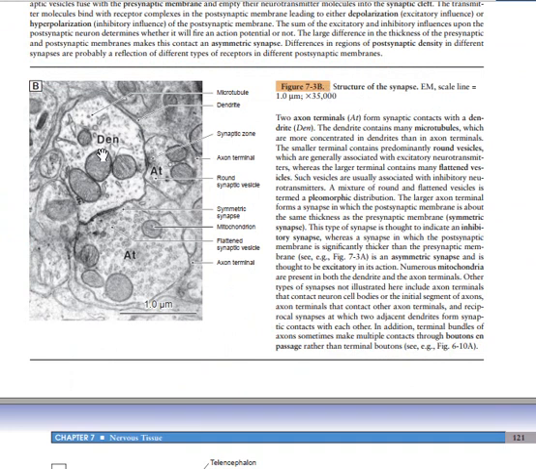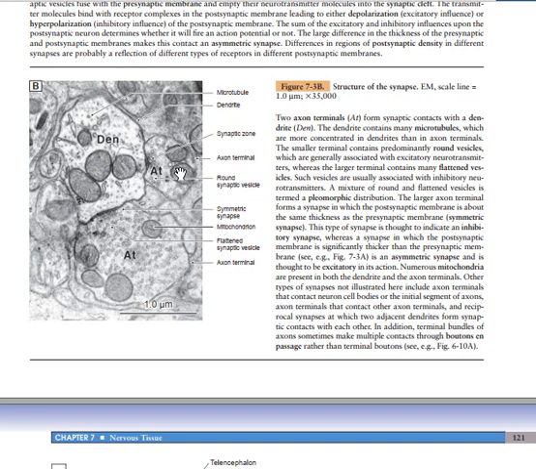Now, this is the dendrite here, and here is the axon terminal, and here is another axon terminal. You can also see the presynaptic and the postsynaptic membranes here. This is the synaptic zone, the axon terminal, and the round synaptic vesicles. You can see the vesicles here.